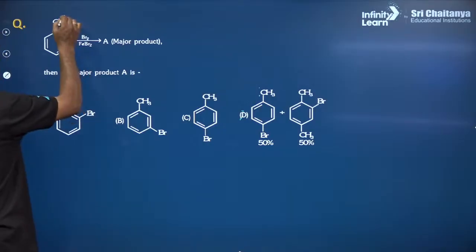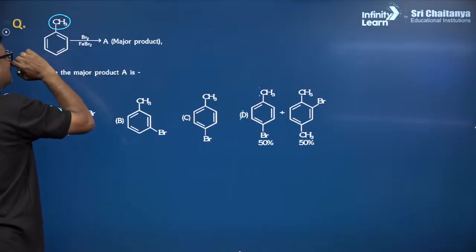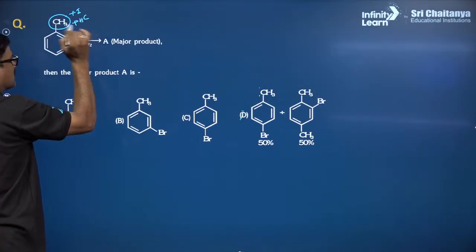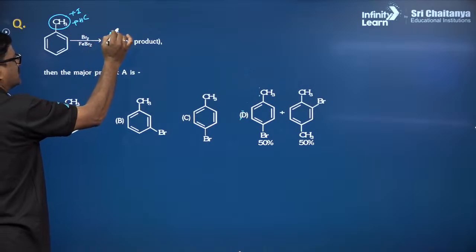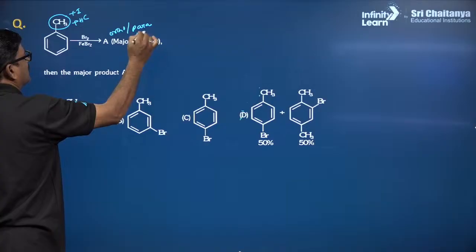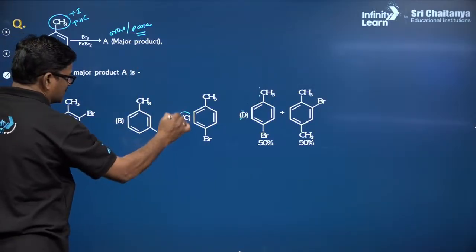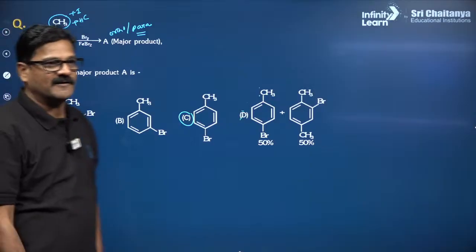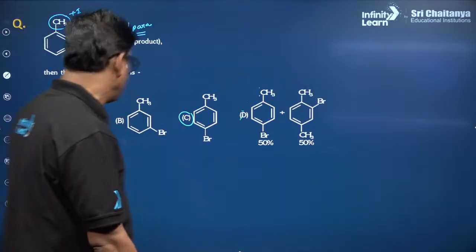This is hyperconjugation, ring activating plus inductive effect plus hyperconjugation effect. So it is going to get ortho product and para product. When it comes to ortho and para product, para is generously measured. Why? Because it is less sterically hindered for the incoming electrophile to attack. Right?